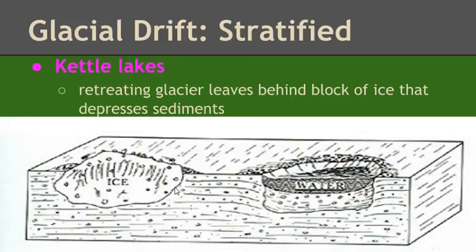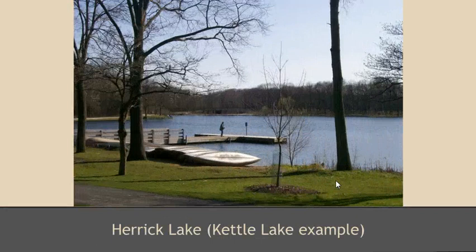All right, and the last one here is called a Kettle Lake. A Kettle Lake is another stratified one where the retreating glacier leaves behind a big block of ice that depresses and pushes down into the earth, sediment-wise. And then when that block of ice melts, it's left a depression, which then fills up with water to form a lake. So Herrick Lake in Wheaton here is an example of one.